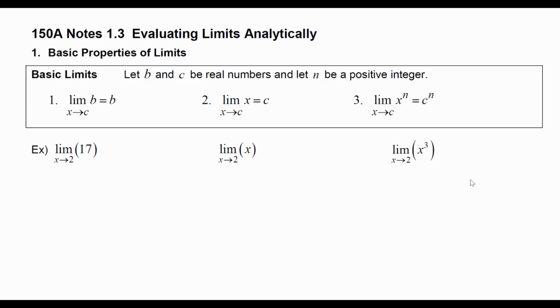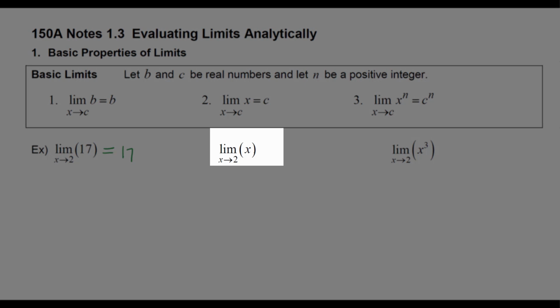So now let's look at these 3 examples. I have the limit of a constant function 17 as x approaches 2. So you can envision the horizontal line y equals 17. No matter where x is approaching, the y value always stays at 17. Therefore, this limit is equal to 17.